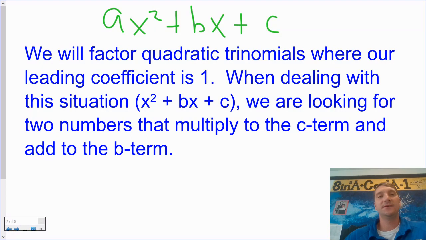So for us in this case, our a value there is just going to be a 1. So it's going to turn into x squared plus bx plus c. And then the next one we'll talk about what it's going to be if a is not equal to 1. As it says there, we're looking for two numbers that are going to multiply to our c term and are going to add up to our b term.